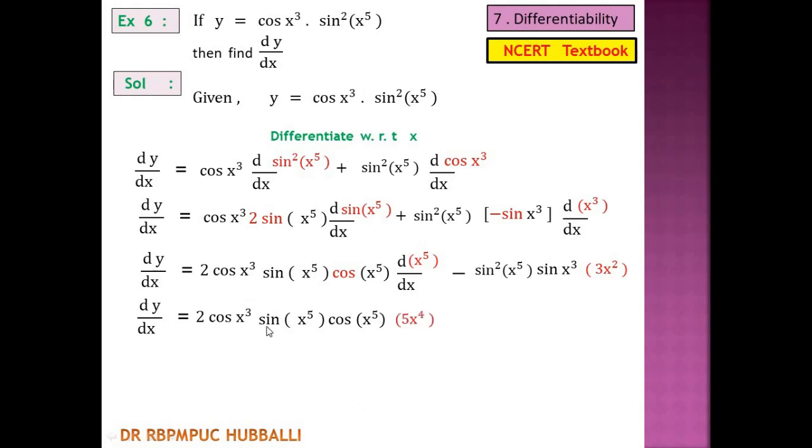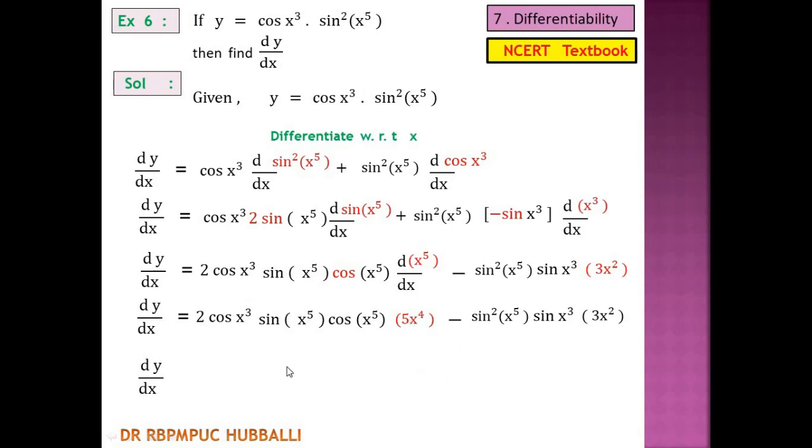See here, these three terms are nothing but the derivative of this sine square x raised to 5. These three terms, this one as it is, 2 cos x cube, and 2 is a constant, because when you write the derivative for this power, that is 2, we get that 2, this function as it is, then the derivative of sine is cos, and the derivative of x raised to 5 is 5x raised to 4. This is the composite rule. Minus sine square x raised to 5 as it is, sine x cube, and this is 3x square.